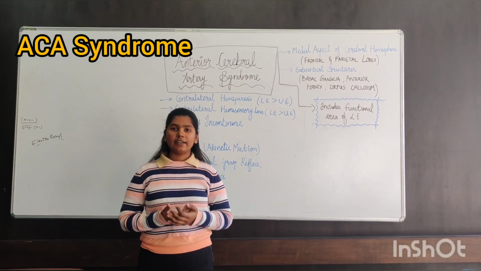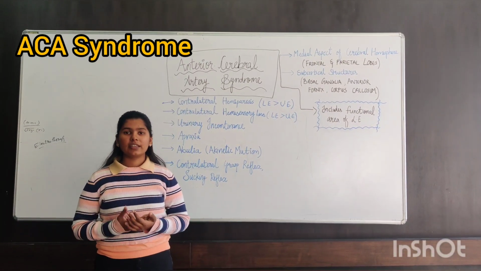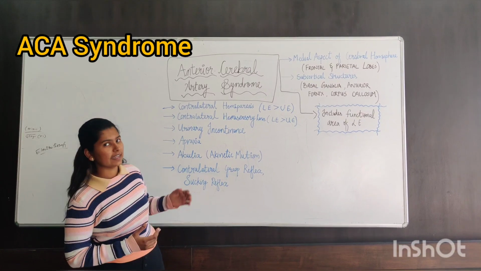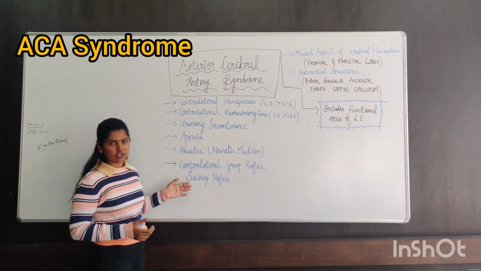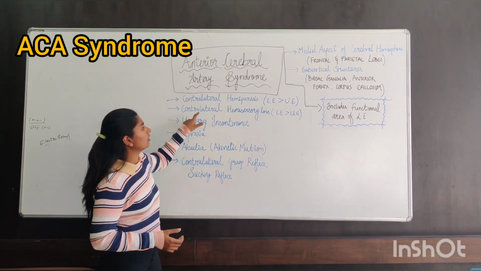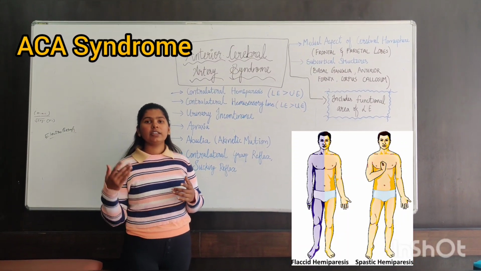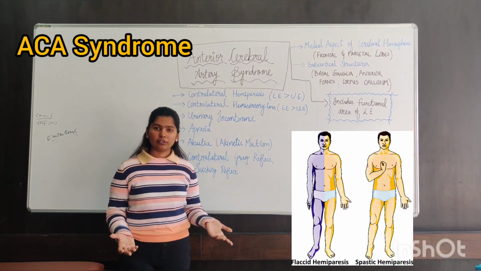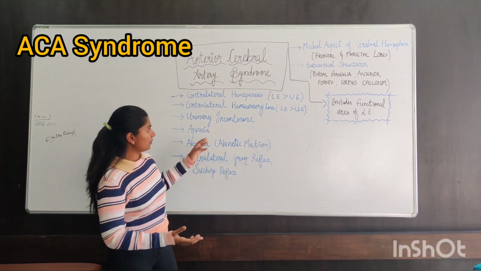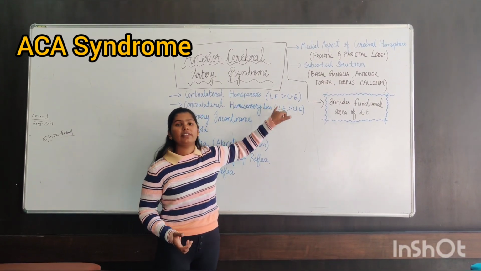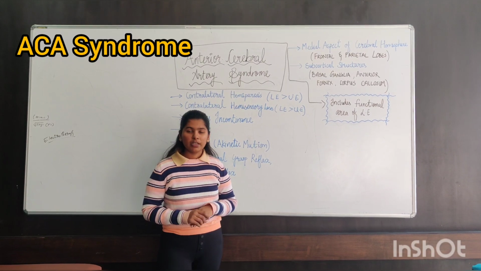When the anterior cerebral artery is affected, the following signs and symptoms occur in the patient's body. First of all, there is contralateral hemiparesis. That means one side of the body is having weakness as compared to the other side, in which specifically the lower limbs are affected more as compared to the upper limb.